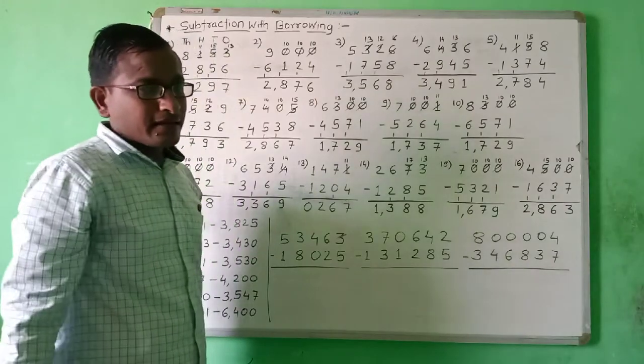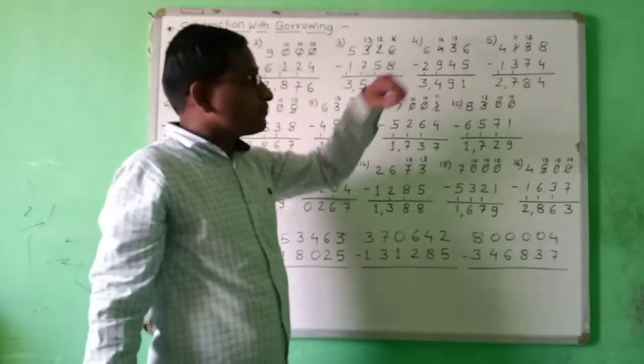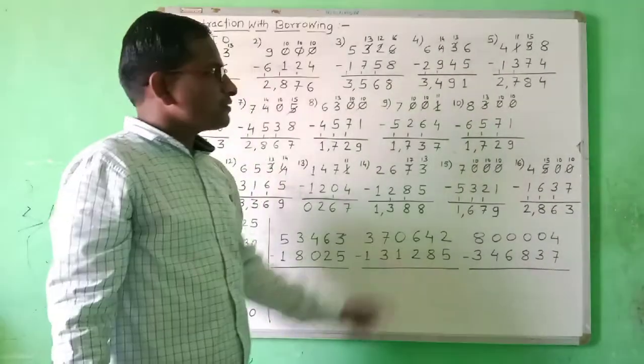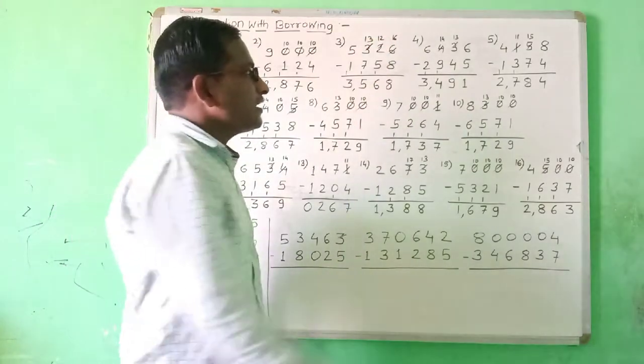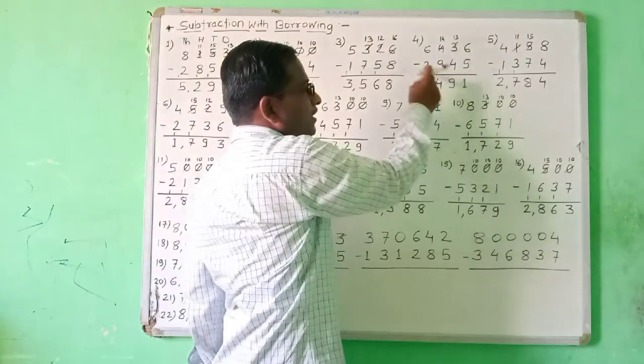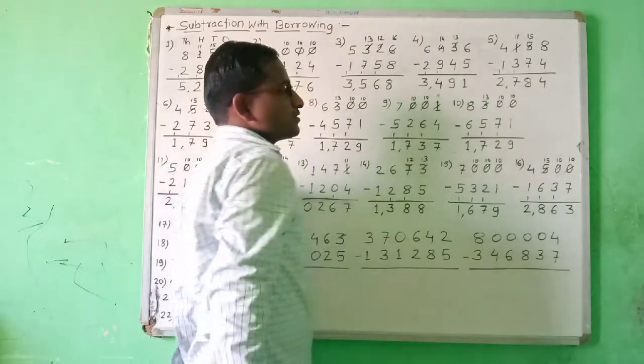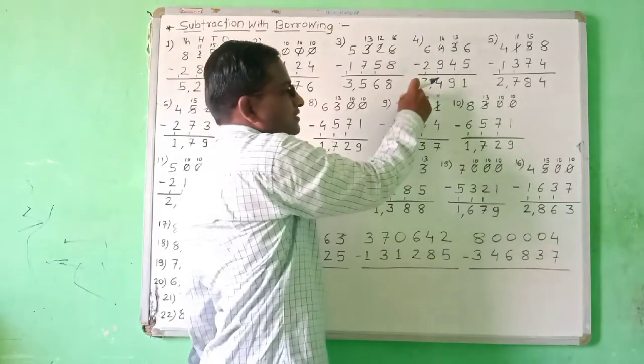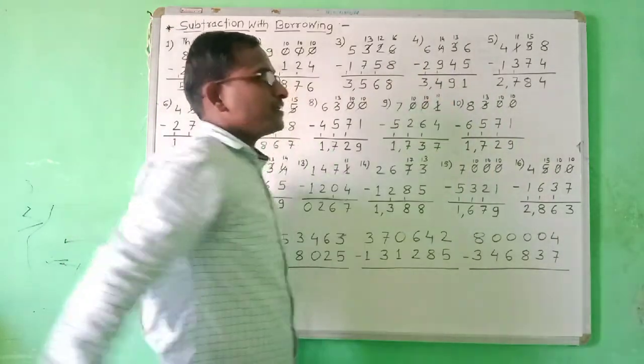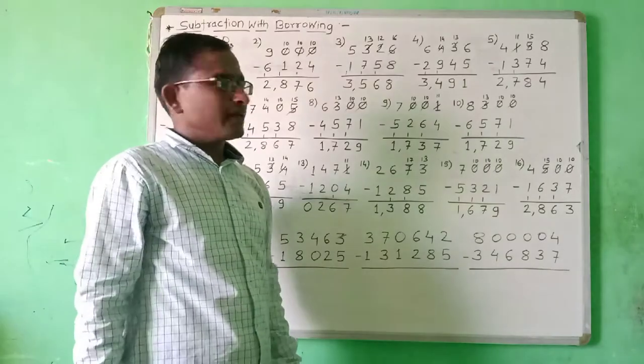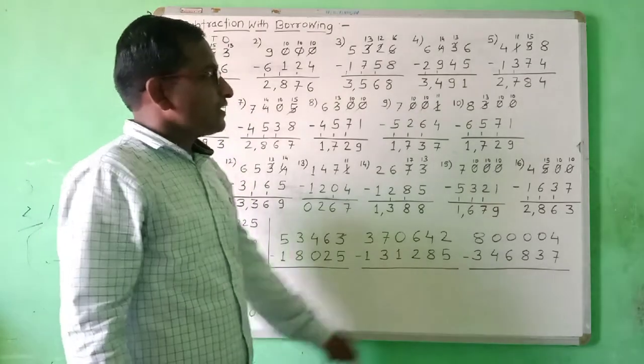9 plus 1, 10. Again in the next number 4, and 4 minus 10 not possible. So again 4 is considered as 14. 14 minus 10, 4. Again carry 1. 1 plus 2, 3. And 6 minus 3, 3. So your answer is 3491.